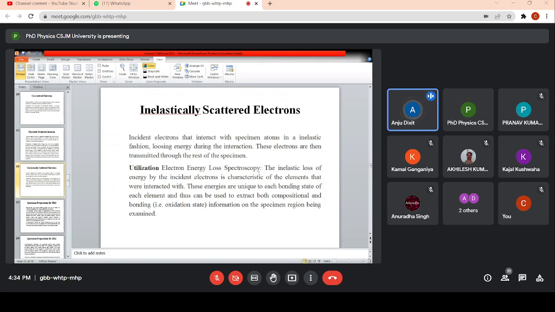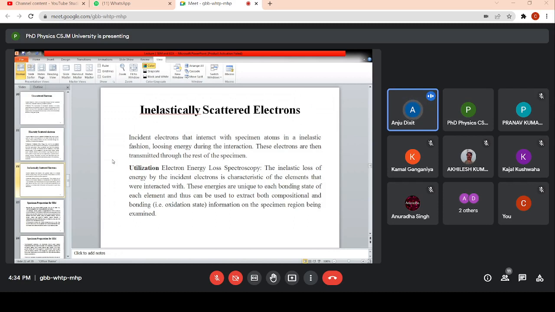So electron energy loss spectroscopy, basically this is the concept from electron energy loss spectroscopy. So the inelastic loss of energy by the incident electron is characteristic of the elements that were interacted with. So these energies are unique to each bonding state of each element and thus can be used to extract both compositional and bonding, that is oxidation state information on the specimen region being examined. So this has its own application. So both elastically and inelastically scattered electrons can be utilized to know the information about the surface.